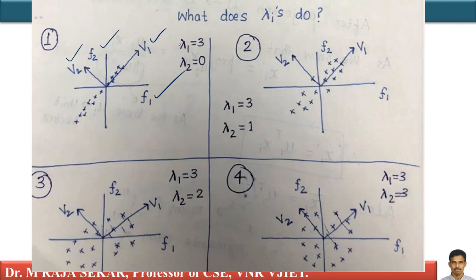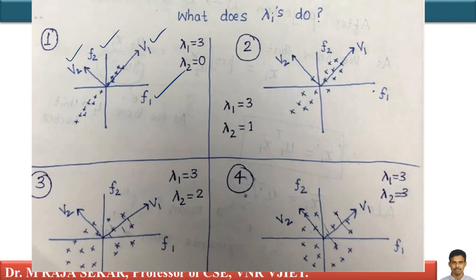Lambda 1 is the first eigenvalue, lambda 2 is the second eigenvalue, v1 is the first eigenvector, and v2 is the second eigenvector. If you observe carefully, when lambda 1 equals 3, you can see all the data is along v1. There is no spread along v2. That's why I am keeping lambda 2 equal to 0.